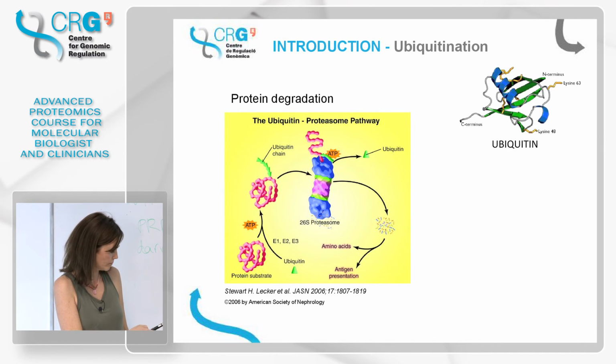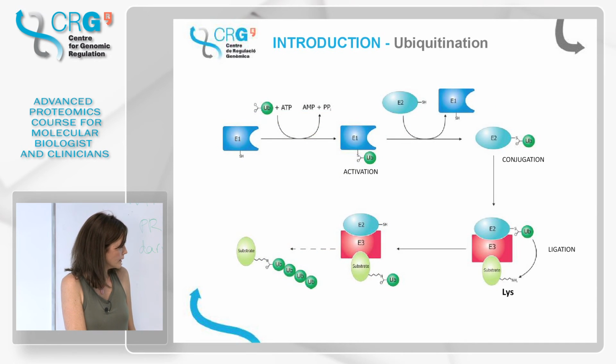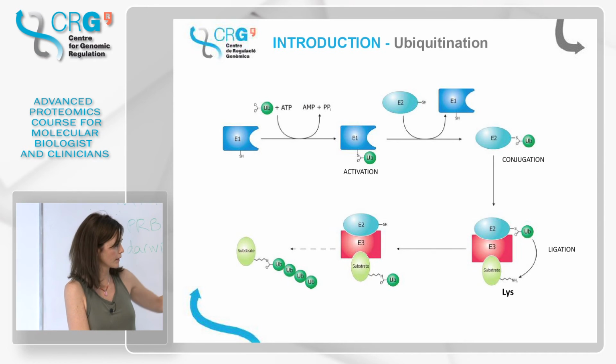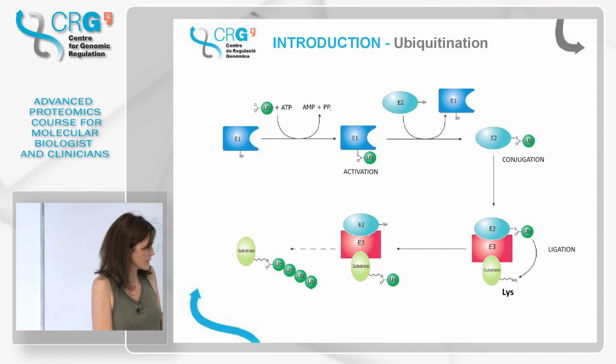Okay? These are the three enzymes that are involved in this process that takes place sequentially in three steps. There is an activation, a conjugation, and the ligation. The important thing here for us is to know that this ligation takes place, so one molecule of ubiquitin is conjugated to our substrate protein through a lysine.